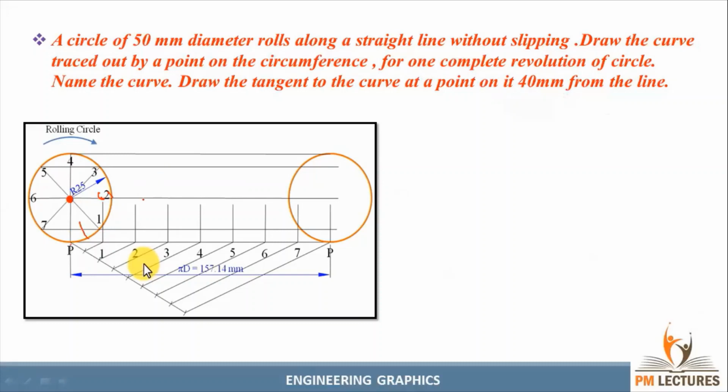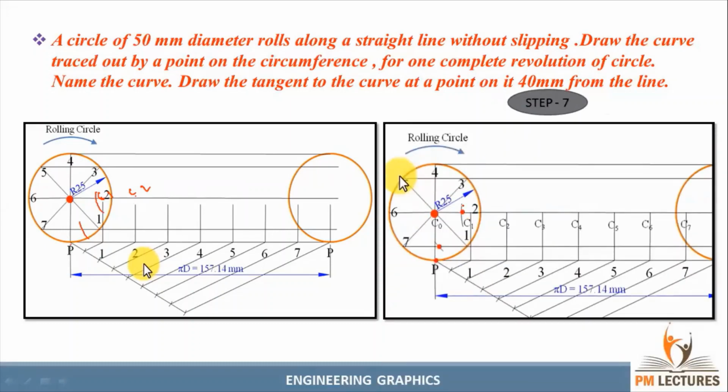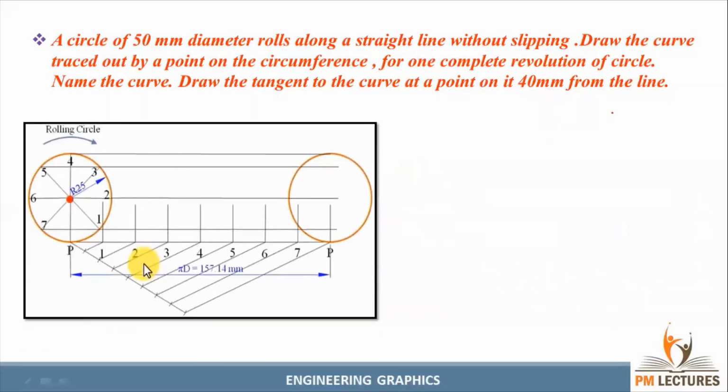Similarly, keep the radius constant from C2. This is the C2 center, and make an arc on the second line. This is the second line. Okay, it will be like this. See here, the arc will be there now. See the arc. These are the arcs. We should continue this arc for the 8 points.